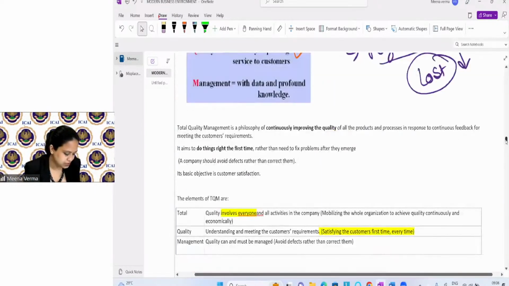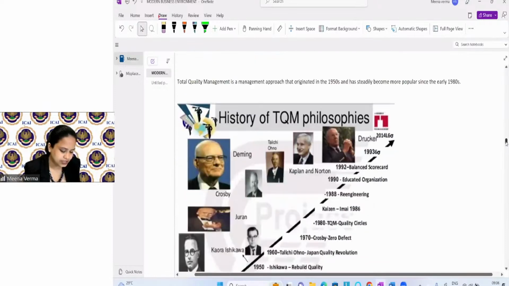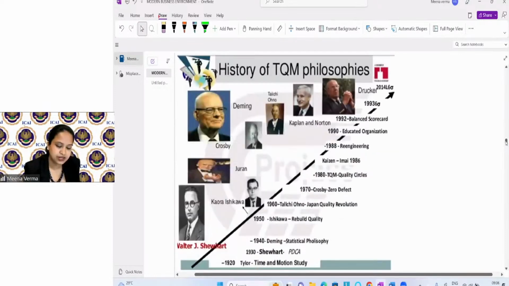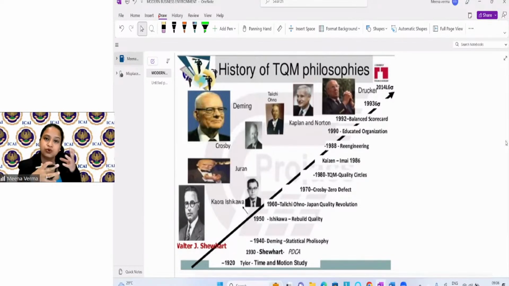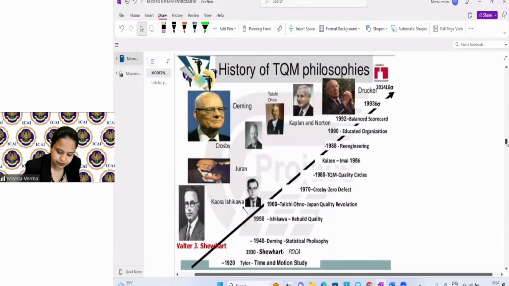We have just discussed that quality is actually an evolution. It was not done by one person. Gradually, people contributed something to quality and it evolved gradually with time. It is not the contribution of one person.